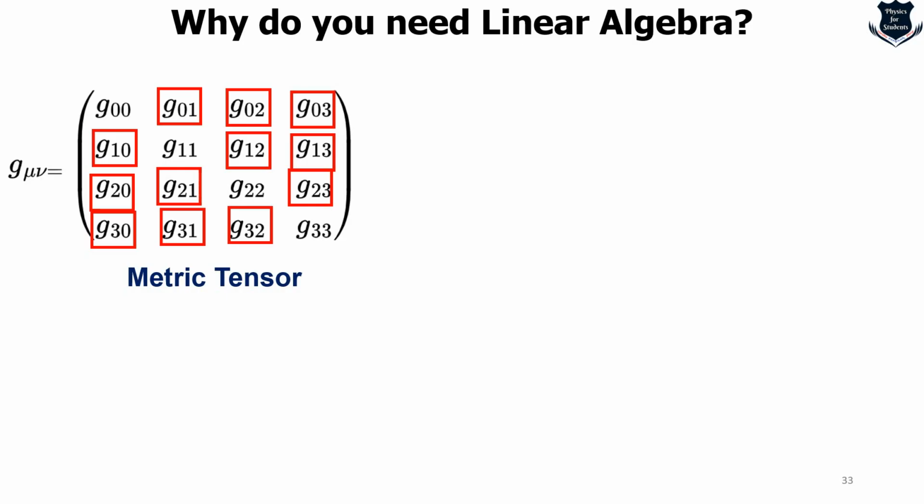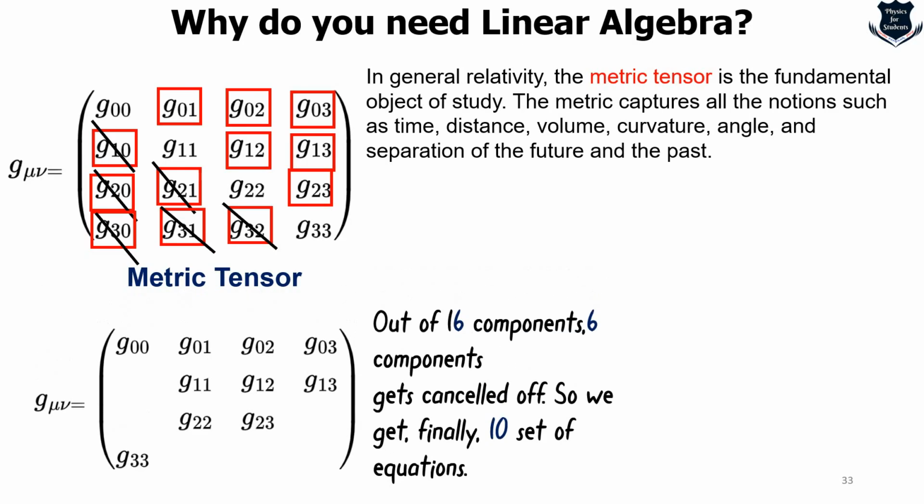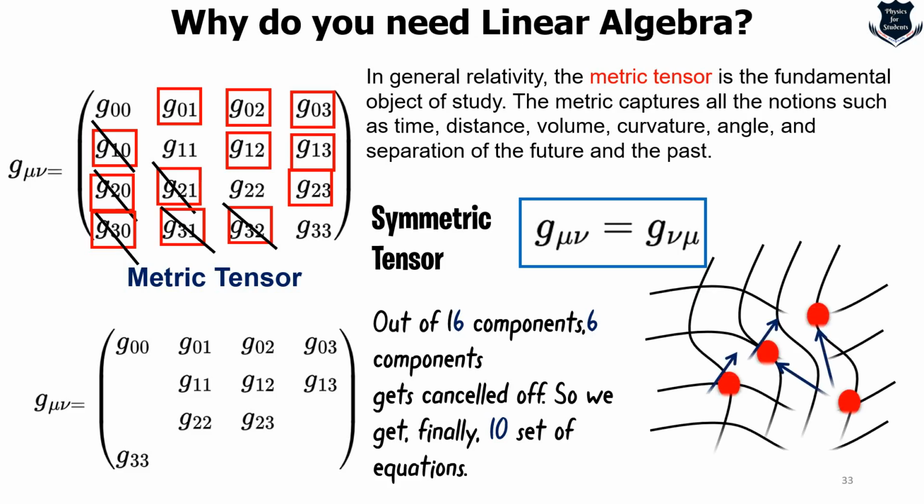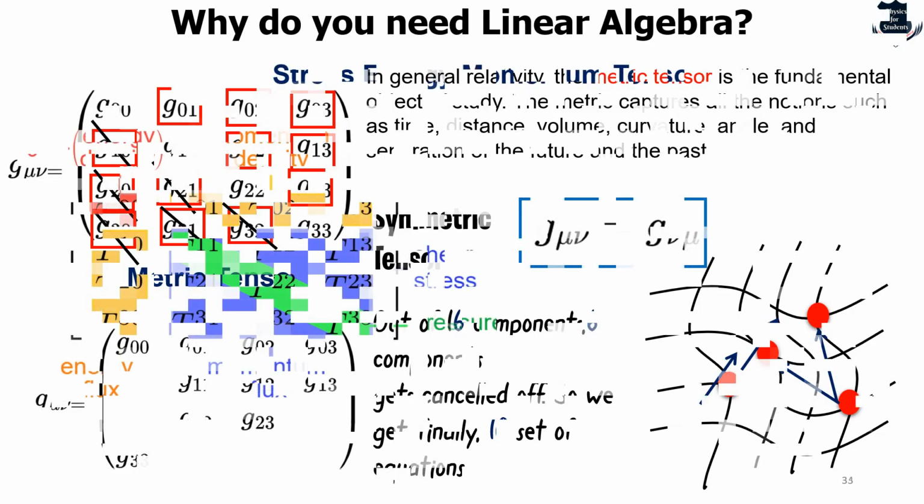Here you can see, even in the metric tensor, certain portions, as I told, get cancelled out. In general relativity, out of the 16 components, 6 components get cancelled out, and that is done through diagonalization, and we get what is called the 10 components of the metric tensor. Also, you see the metric tensor is symmetric. What does it mean? We will come to that later, but this is again linear algebra. The metric tensor gives the causal distances, that is, all those distances between those red points, as you can see from here to here. These are all done by linear algebra.